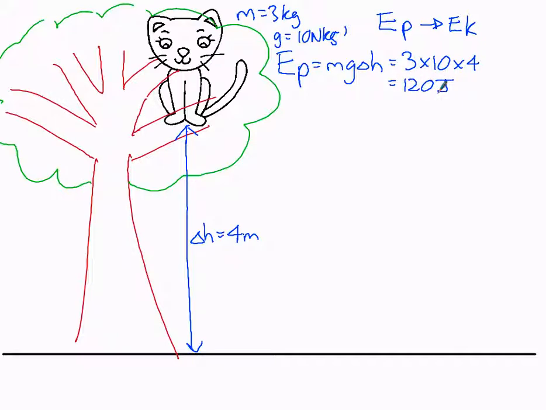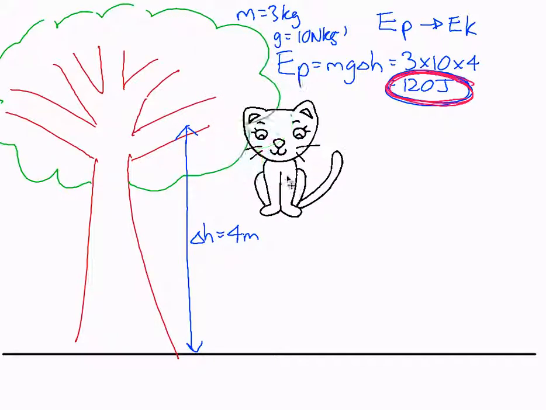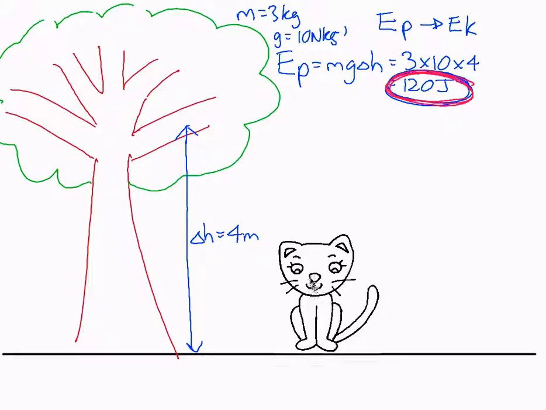Now that number becomes important because that's the total amount of energy, put it in red because it's important, that's the total amount of energy in this situation, and that will not change. Now we'll have our cat falling out of the tree, and just before it hits the ground it's travelling at some speed v, and we want to work out that speed.